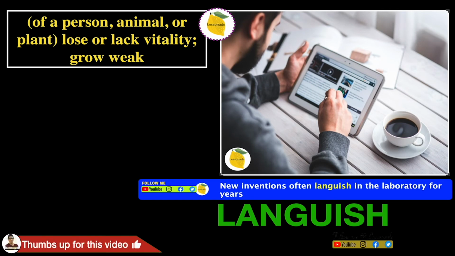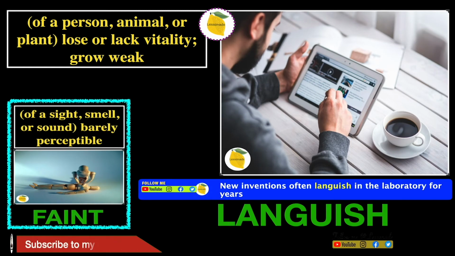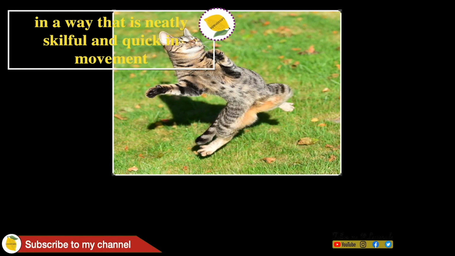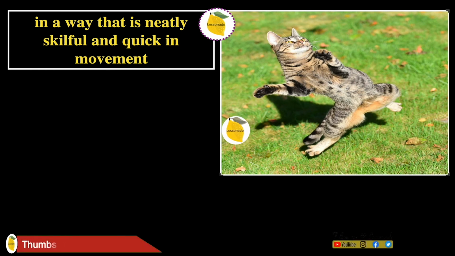So before we go on to the next one, let's try to recall the previous slide. And the word we learned in the previous slide is faint. Let's go on to the next one. The next one is in a way that is neat, skillful, and quick in movement. In this picture, we can see a cat that is jumping in a way that is neat, skillful, and quick in movement.